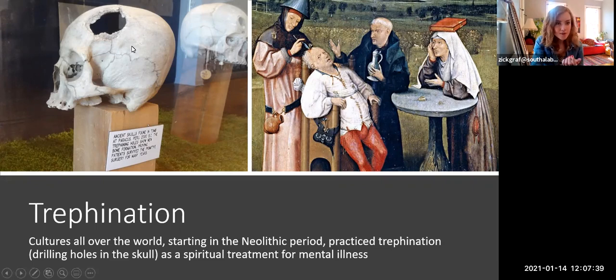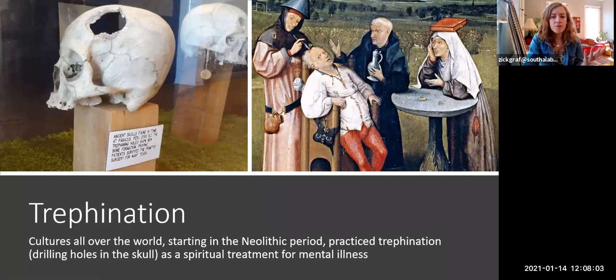What this skull is actually showing is that even though this treatment might seem primitive and really dangerous, especially before we had germ theory and an understanding of how to practice surgery in a hygienic way, people did survive this procedure. This is showing bone regrowth. So this person, after having trephination practiced on them, lived for many years.